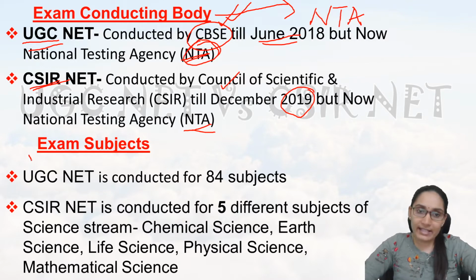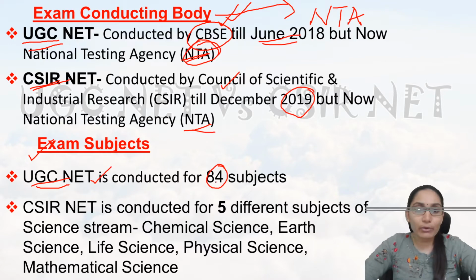Now regarding the examination subjects. UGC NET is conducted for 84 subjects, which includes arts, commerce, science, everything. So UGC NET is conducted for 84 subjects. Broader subjects, a wider range of subjects, are covered under the UGC NET.